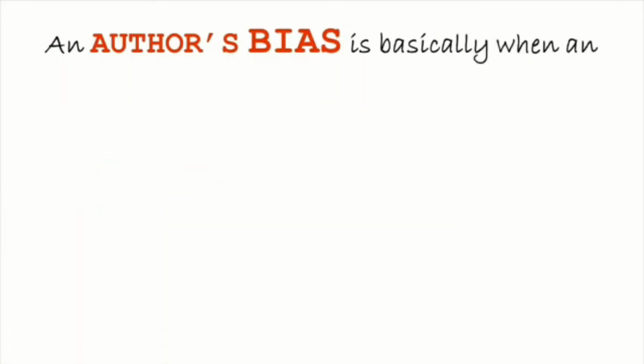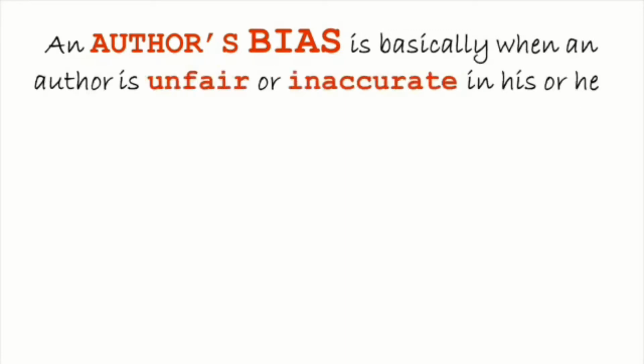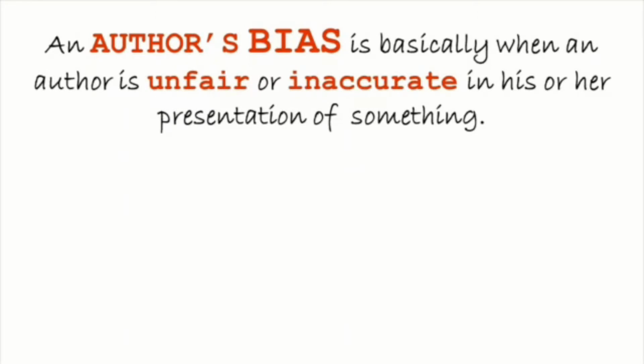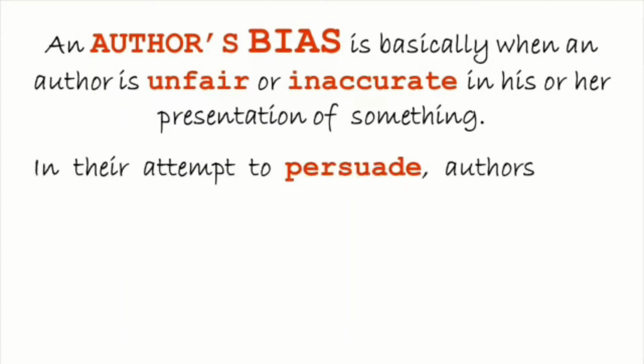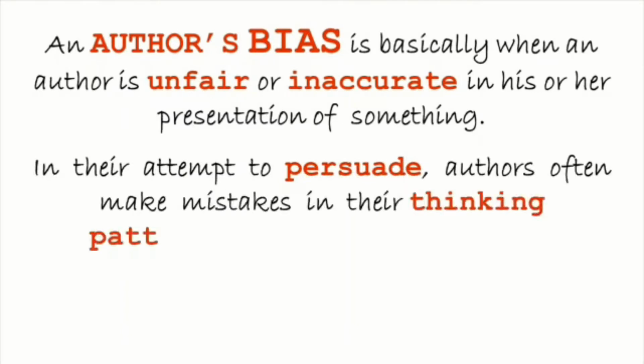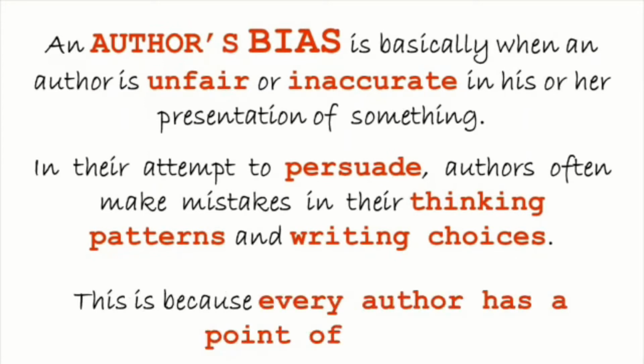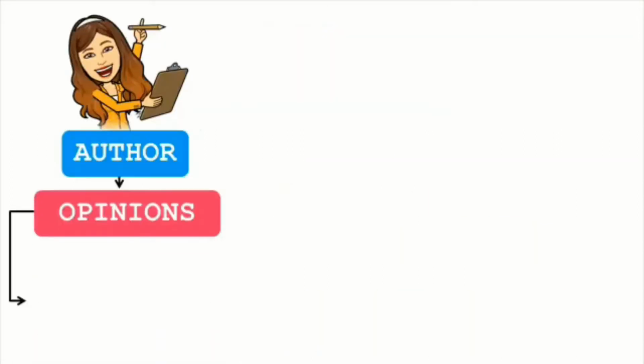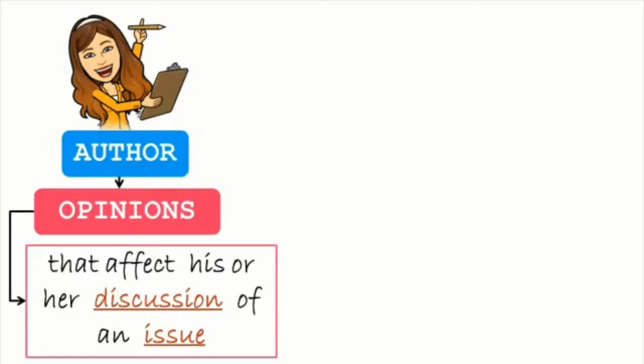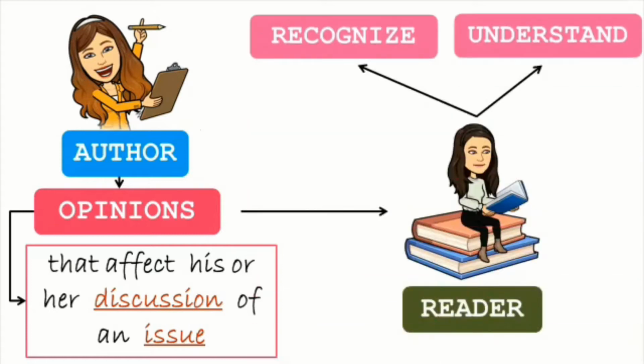An author's bias is basically when an author is unfair or inaccurate in his or her presentation of something. In their attempt to persuade, authors often make mistakes in their thinking patterns and writing choices. This is because every author has a point of view. Every author holds an opinion that affects his or her discussion of an issue. Opinions that you as a reader must recognize and understand.